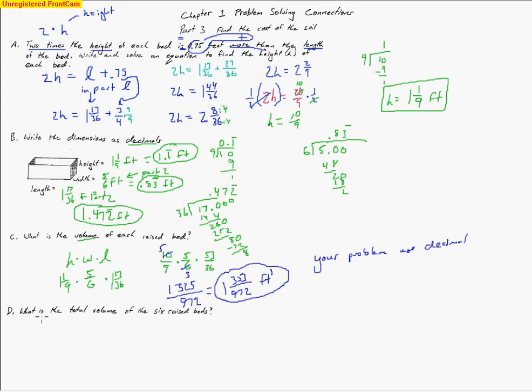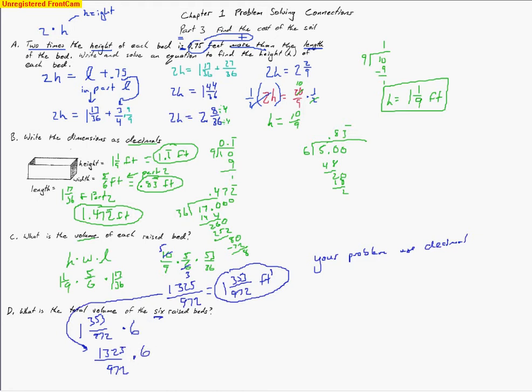And it says for part D, what is the total volume for the 6 raised beds? Well, on this one there's 6 of them, so all we're going to do is take the volume of this one here, the 1 and 353 over 972, and multiply by 6 to find out how much the volume is for all 6. So if I was to do it, you're going to do it in decimal form, but I have to use the fractions. So 1325 over 972. I got that because it was right here. That was the improper fraction form, and I multiplied by 6. Well, I'm lucky enough that 6 goes into this number.